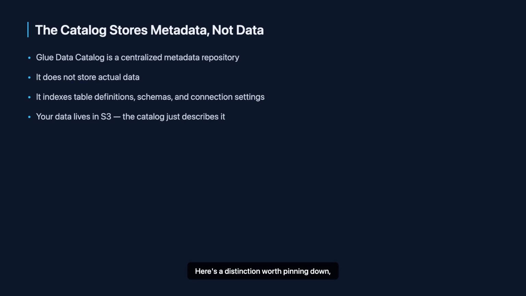Here's a distinction worth pinning down, because it trips people up constantly. The catalog does not store your actual data, it only holds a persistent index of table definitions, schema structures, and connection settings. So if a question asks where your data is actually stored, the catalog is never the answer. The data lives in S3. The catalog just remembers what it looks like, so engines like Athena and Redshift Spectrum know how to read it.